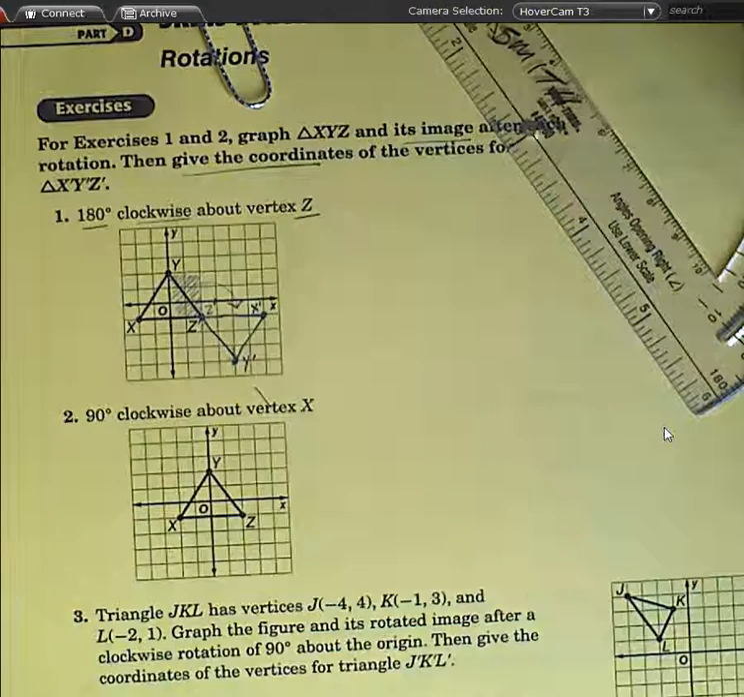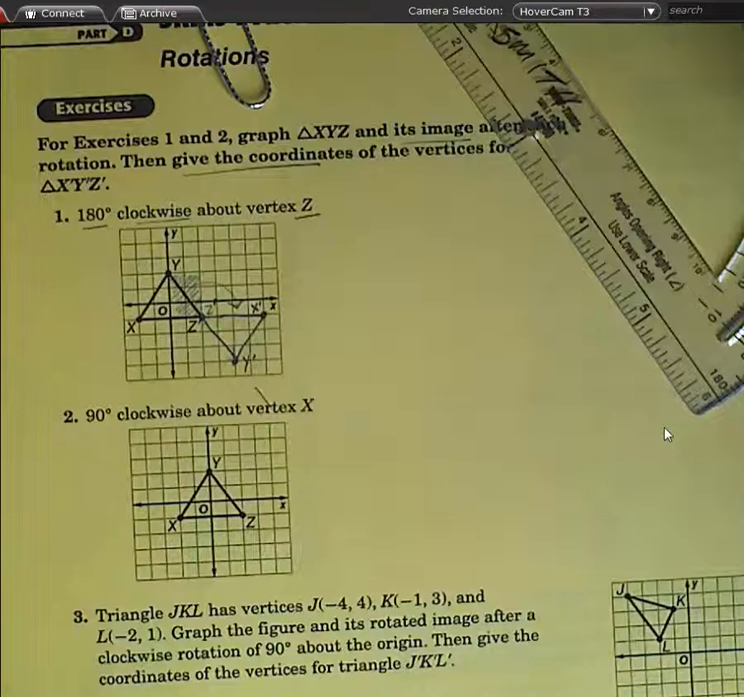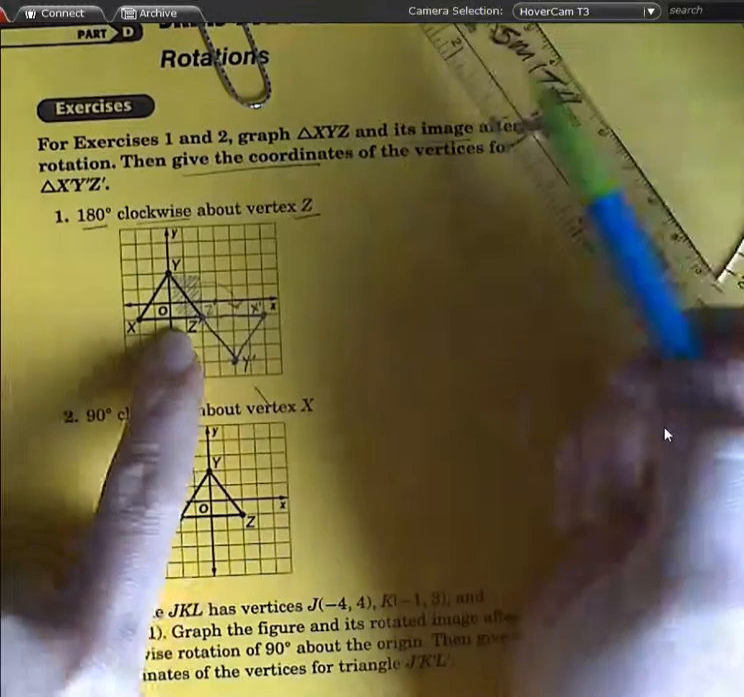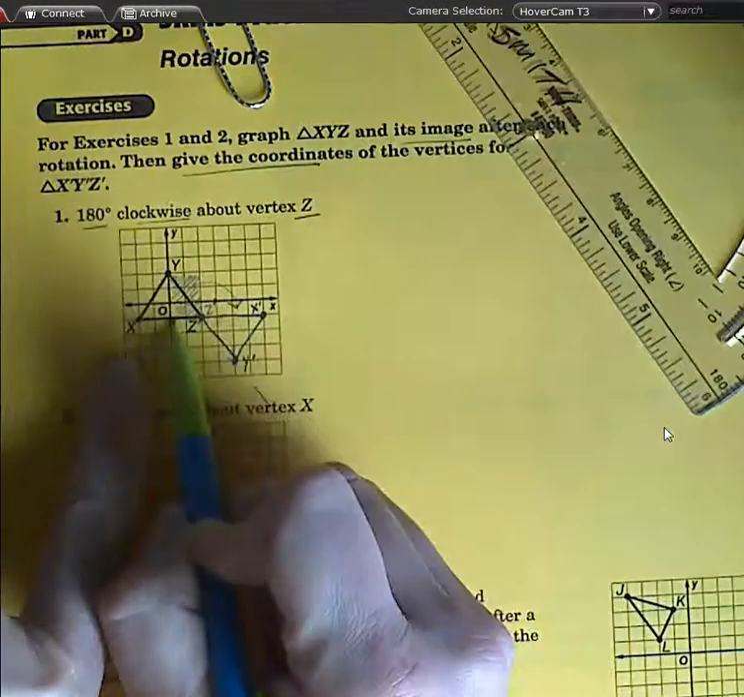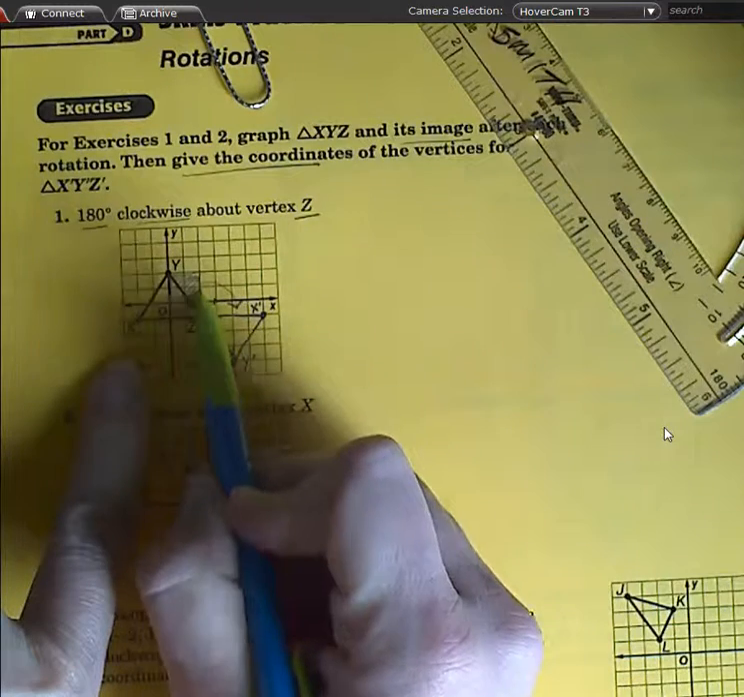What questions do you have? This one's the trickiest one, hands down. So I'm going to pause for a second. Give yourself a second to absorb it. We're not even done with this one yet. Yes. So for Y, it was 2 over and 3 up, right? Yeah.